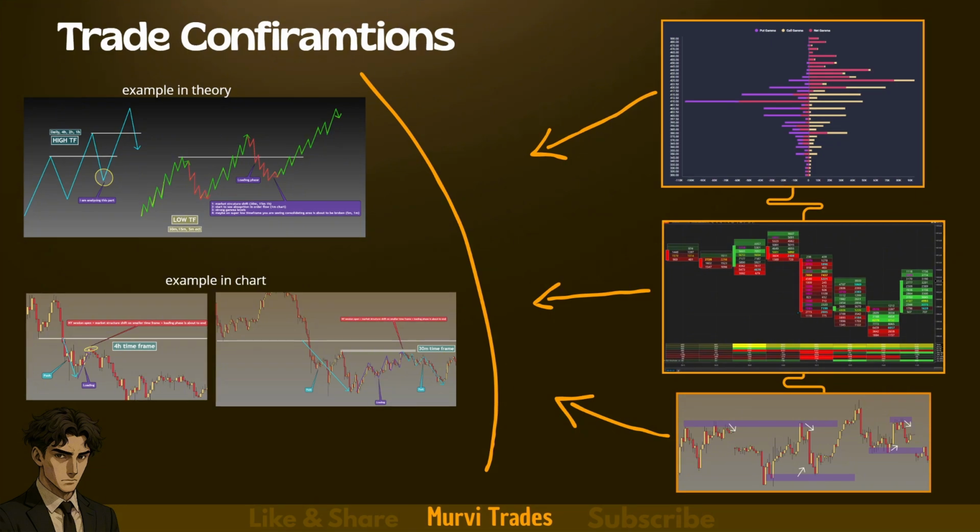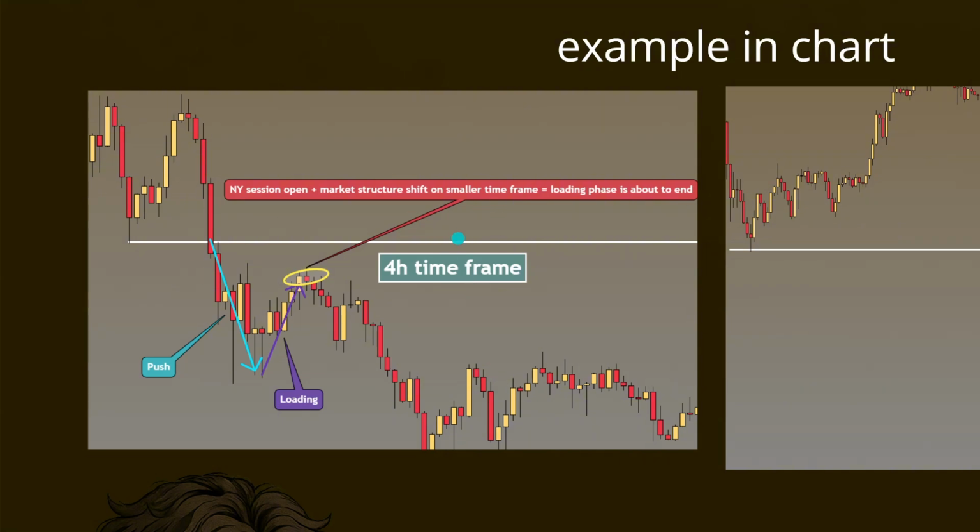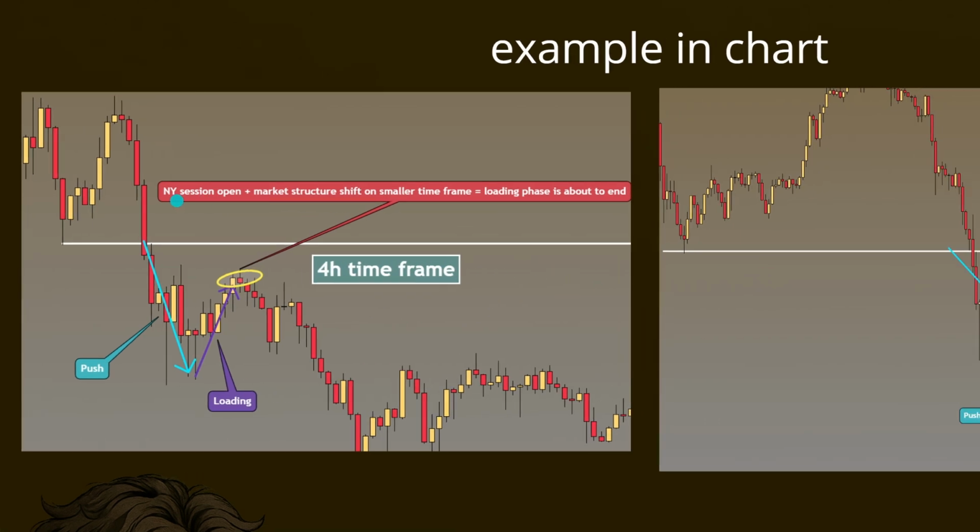So that's why you need to use gamma level, order flow, and price action to understand when the loading phase is about to end. And here is an example on a real chart. We have here on the 4 hour a price breaking a swing low. So from this area to this area is the push phase. Then what we are going to do is wait for the push phase, then the loading phase. In this area you want to know where the loading phase is about to end. Don't forget, this is on the 4 hour. Here in this area, New York session open plus market structure shift on the smaller time frame equals the loading phase is about to end.